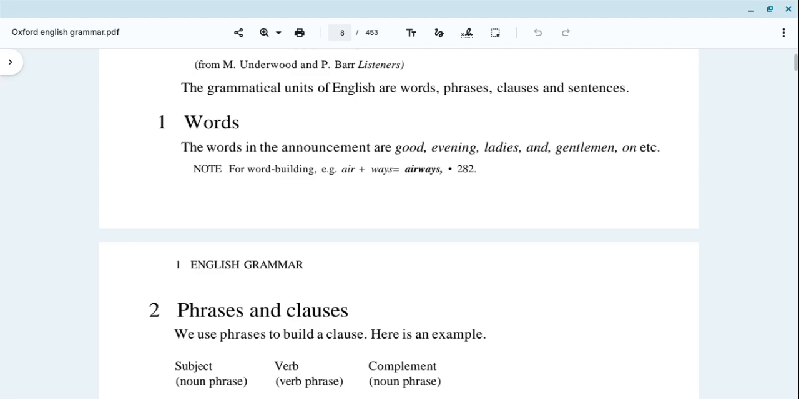Note, for word building, air plus ways equals airways. Everybody, he is trying to make you understand that there are two words that have a meaning, and putting them together makes a different word. That's what we call compound words, but we're going to study these more on page 282.